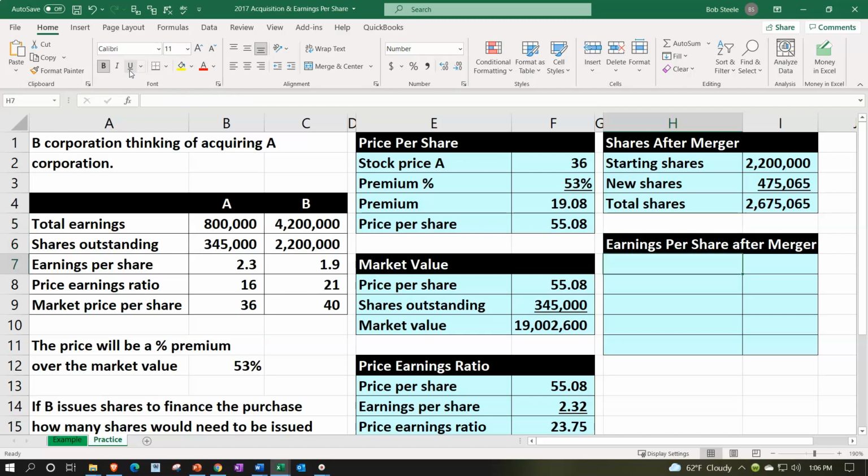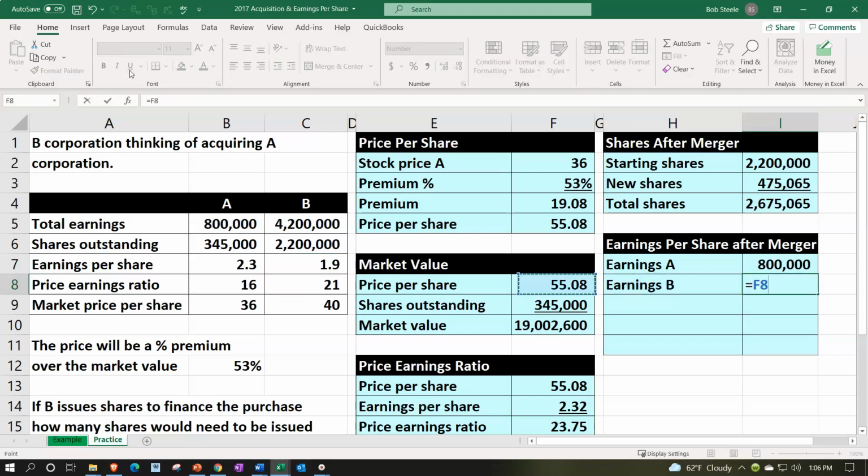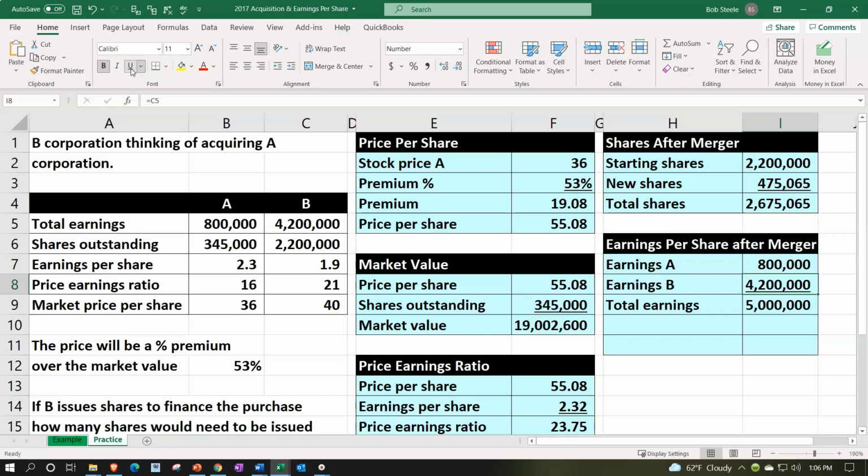And then we can think about our earnings per share after the merger or acquisition, and we could pick up the earnings for A. Earnings for A was at the 800,000. We have the earnings for B, which are at the 4,200,000. So total earnings would then be this trusty SUM sum of the 4,200,000 and the 800,000. Underlining that by going to the font group and underline, that would give us then the total earnings, and then we have the shares now.